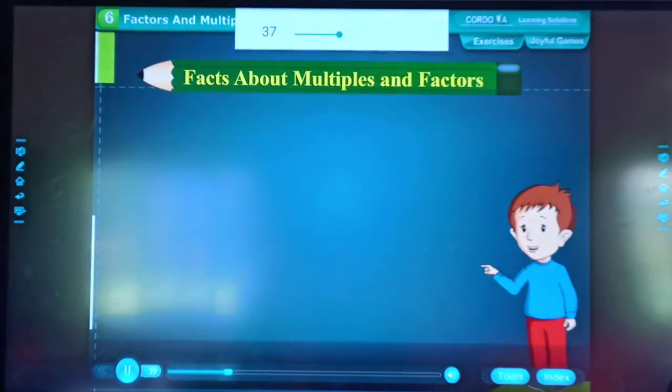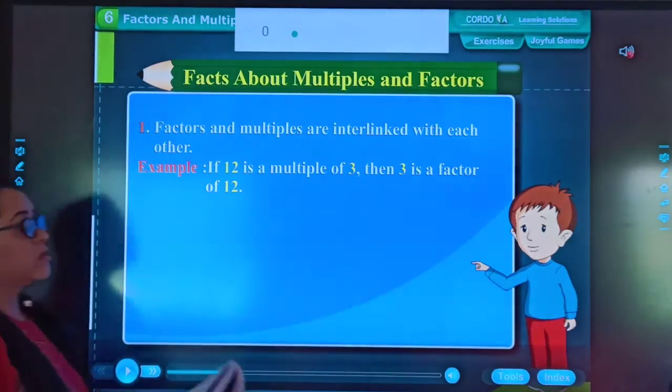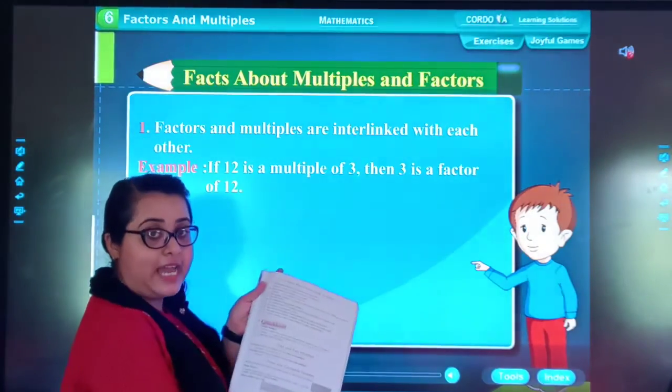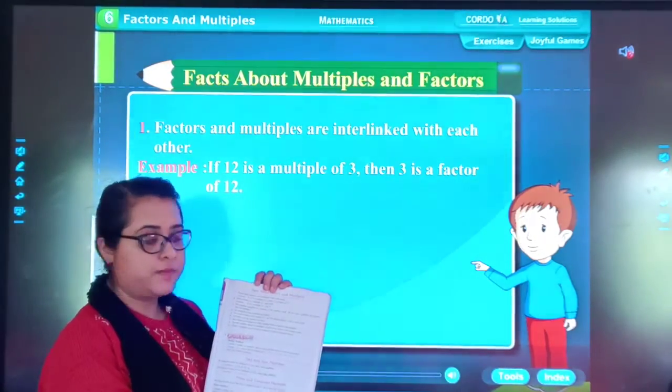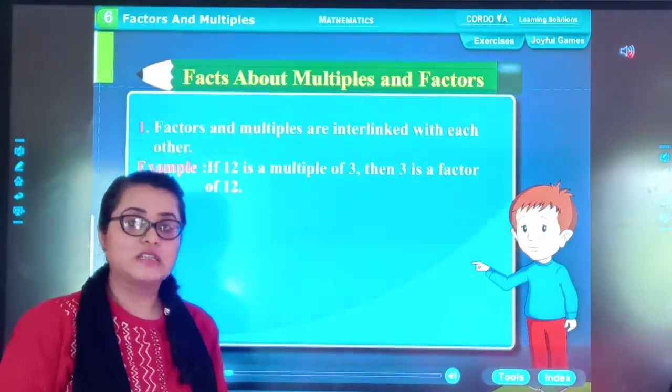Facts about multiples and factors. So students, now we will be discussing the topic that is on page number 39. After your first exercise on page number 39, facts about multiples and factors. Okay, students?